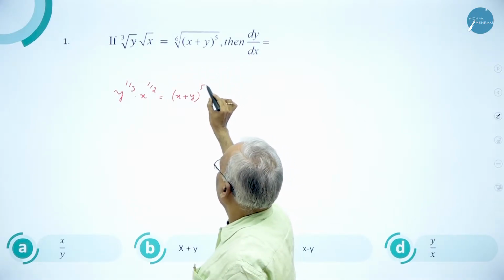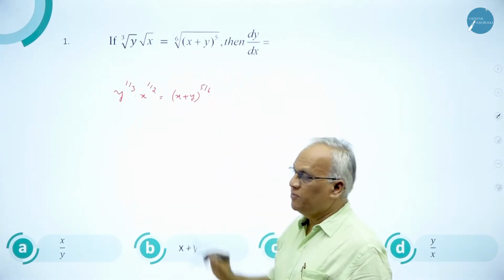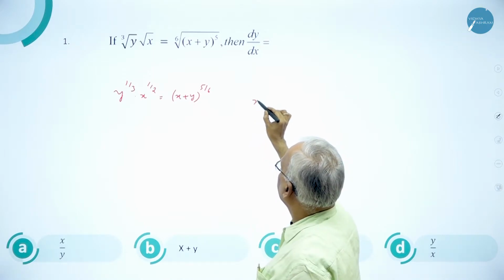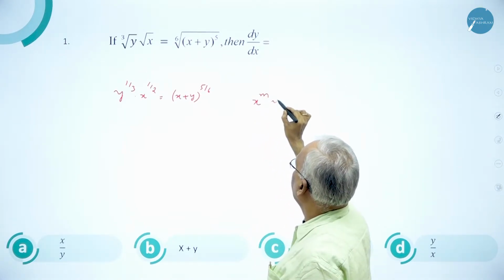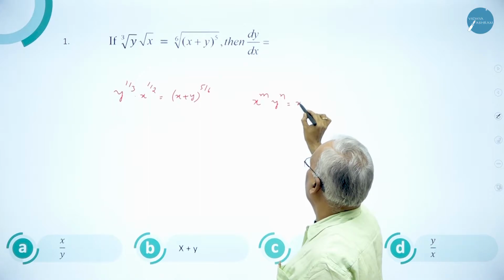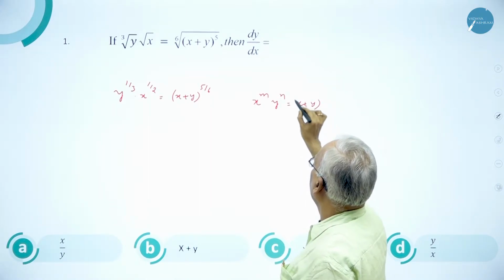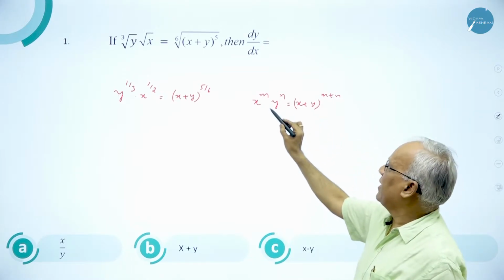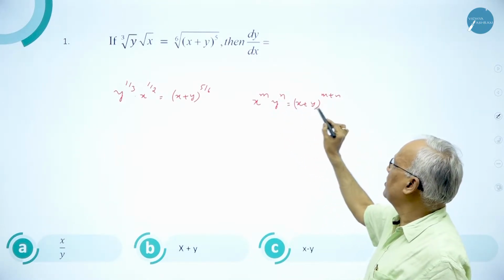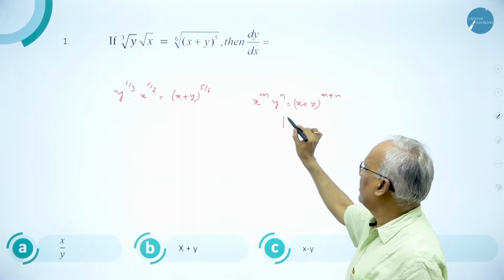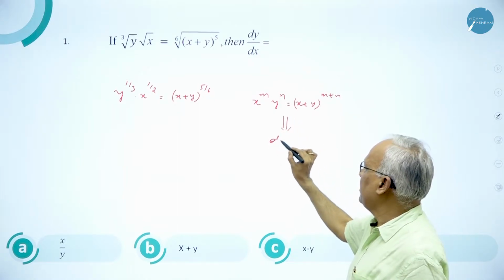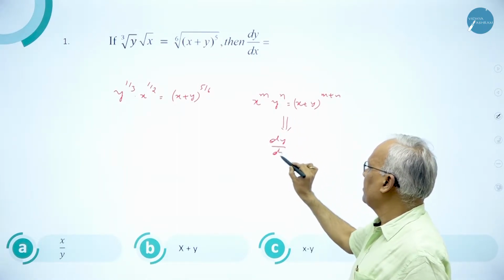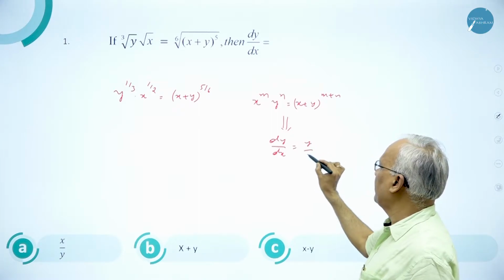I can write directly 5 by 6, which is of the form x to the power m into y to the power n equals (x plus y) to the power m plus n. Remember, whenever x power m into y power n is (x plus y) to the power m plus n, you can write directly the answer dy by dx is equal to y divided by x.